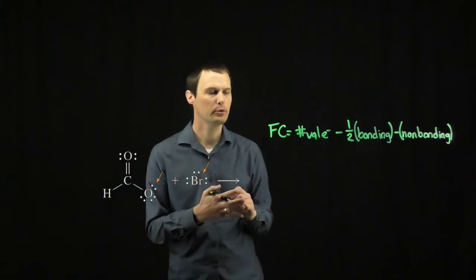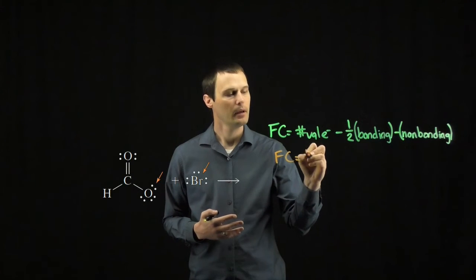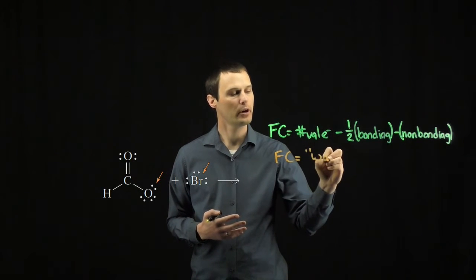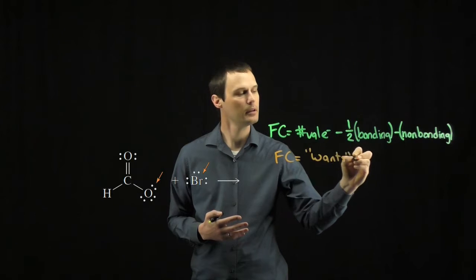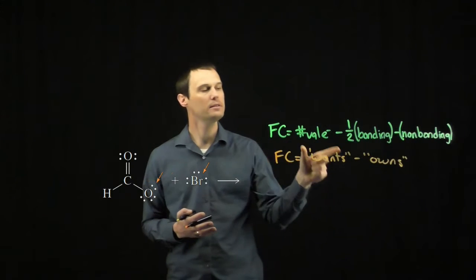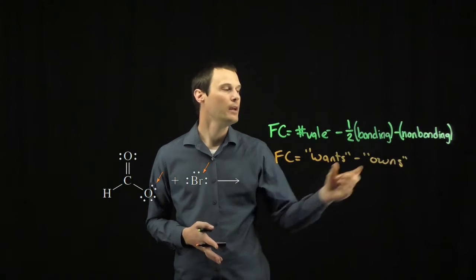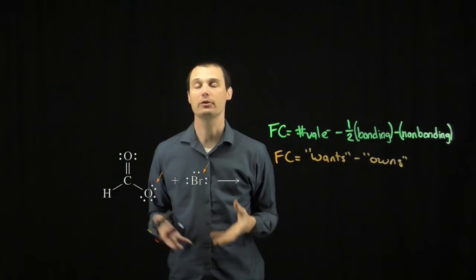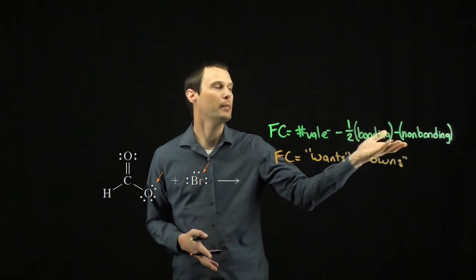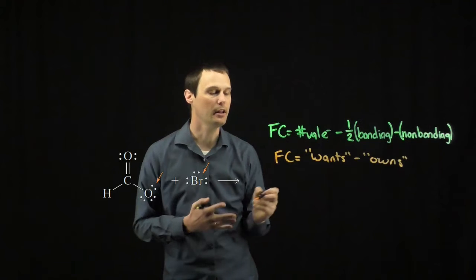When I calculate formal charge, I like to use a mnemonic that's a little bit simpler for me to remember. I like to use the equation that the formal charge is equal to wants minus owns. What does that mean? Wants is the number of valence electrons the element wants to have in its neutral ground state configuration, and owns is all of the electrons that it actually owns in this particular molecule, half the bonding and all of the non-bonding electrons. Let's use that formula for these elements here.